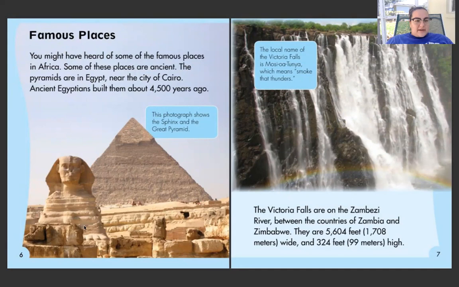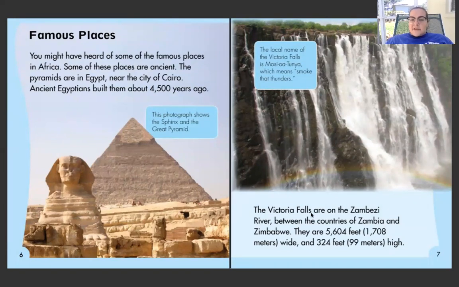So here's our photograph, right? And it's showing us a pyramid, and I'm not sure what this is. But if we read our caption, it'll tell us. This photograph shows the Sphinx and the Great Pyramid. So this is the Great Pyramid, which means this must be the Sphinx, right?